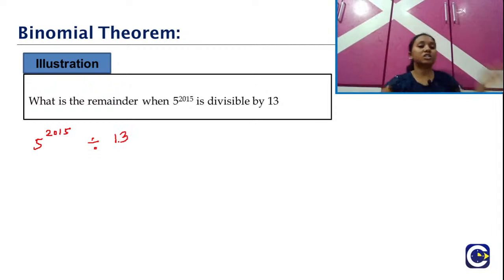Initially we have to prove that this number is divisible by 13. But now they have given the number by which we are dividing, and we have to find the remainder. So can you guys think of it and give it a try? What will be the starting step? Just have a look, have a thought and let me know.